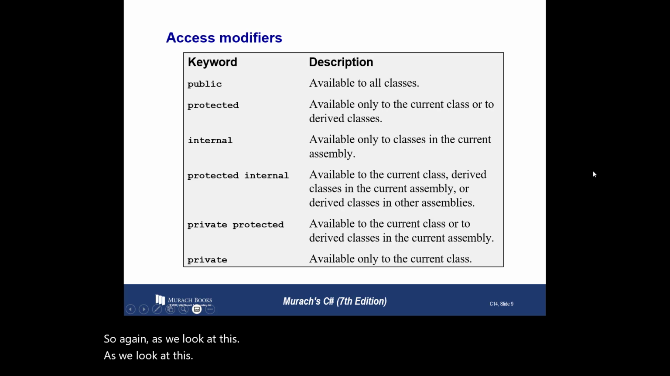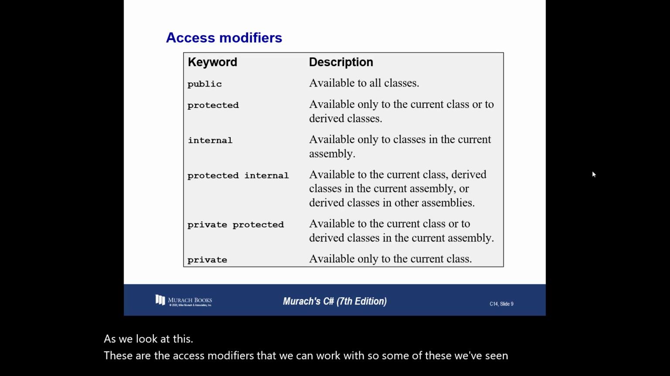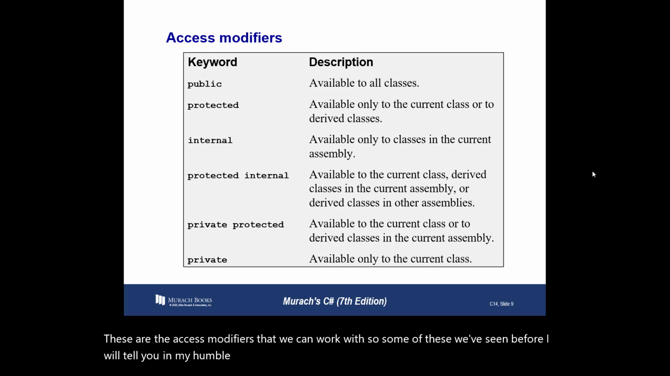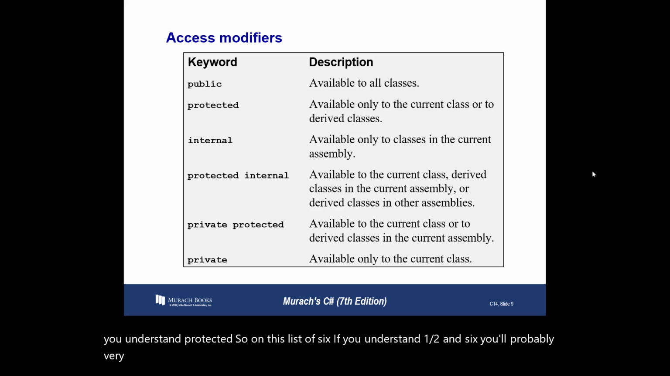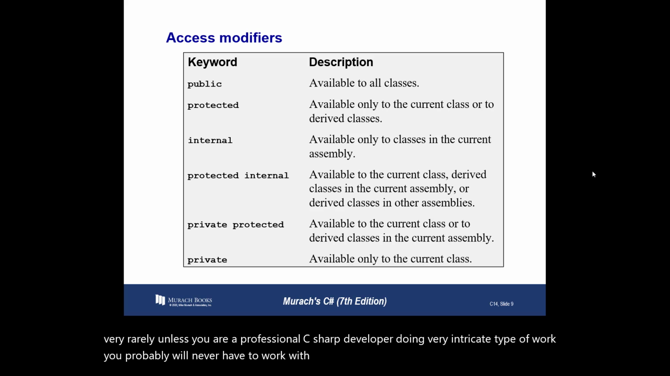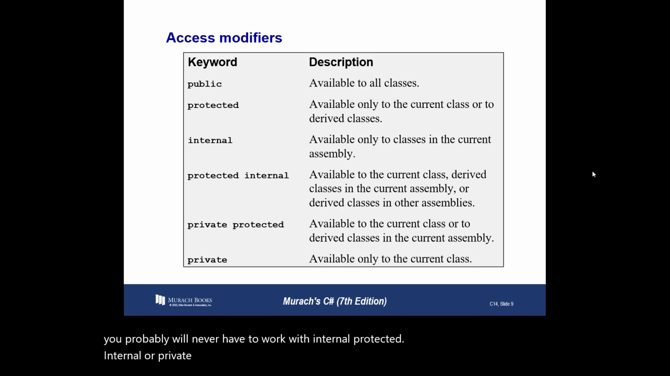these are the access modifiers that we can work with. So some of these we've seen before. I will tell you, in my humble opinion, if you understand public, if you understand private, and if you understand protected. So on this list of 6, if you understand 1, 2, and 6, unless you are a professional C# developer doing very intricate type of work, you probably will never have to work with internal, protected internal, or private protected classes. I never have in all my years as a C# programmer.